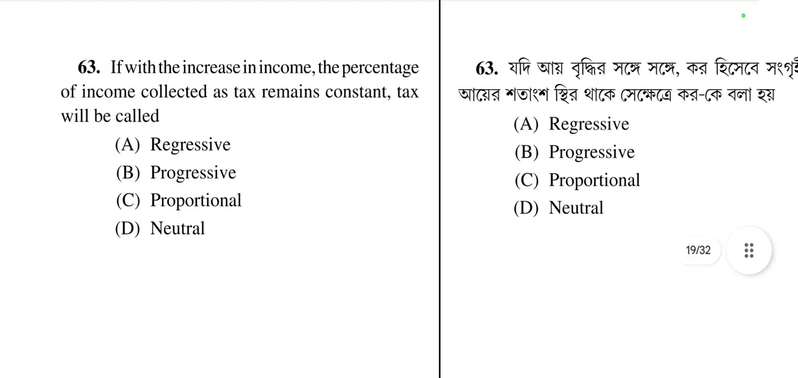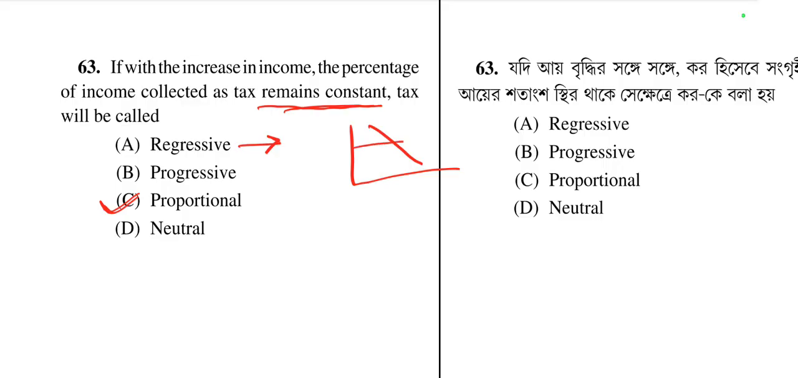Then come to question number 63. If with the increase in income the percentage of income collected as tax remains constant, then the tax will be called regressive, progressive, proportional. If the tax rate remains constant, whatever may be the income increase, then it is called proportional tax. Regressive means when income increases, tax rate decreases. It is called regressive tax.